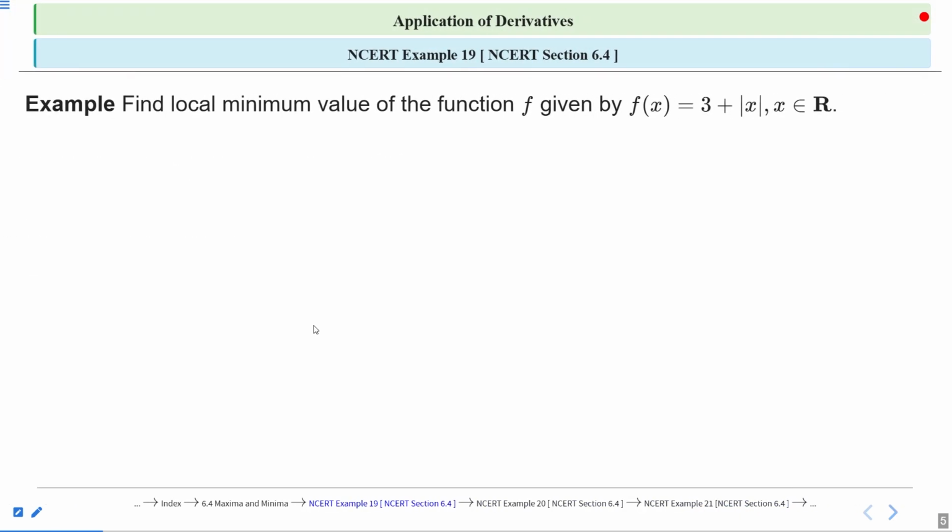So example 19, NCERT example 19, which is part of NCERT section 6.4. Let us see. Find the local minimum value of the function f given by f of x equal to 3 plus absolute value of x, when x belongs to real. Clear? You have to find the local minimum value of the function f given by f of x equal to 3 plus absolute value of x, when x belongs to real.